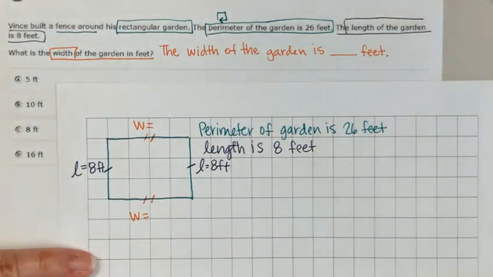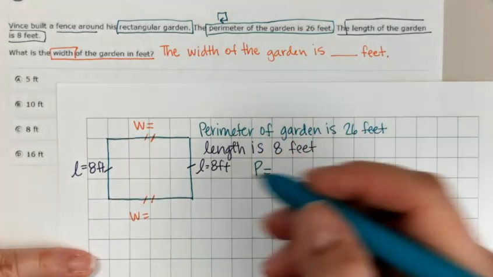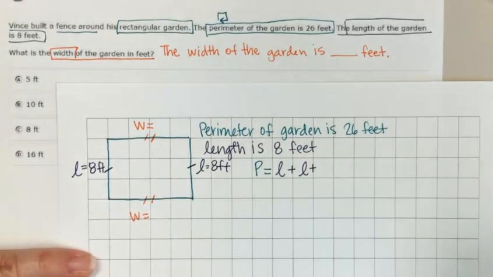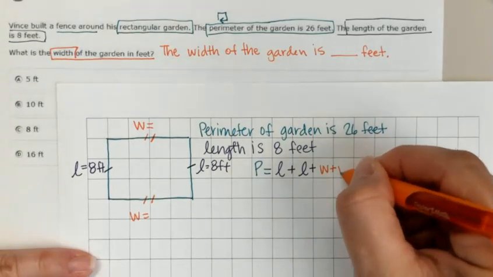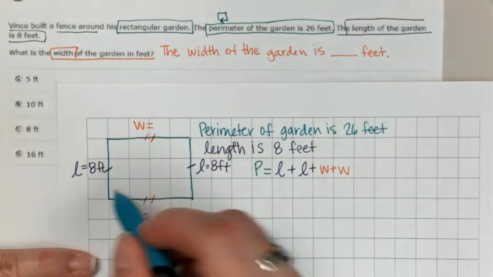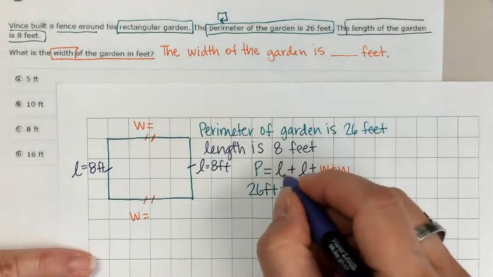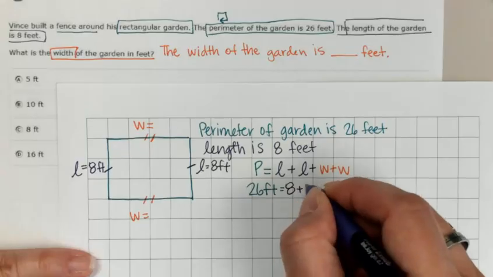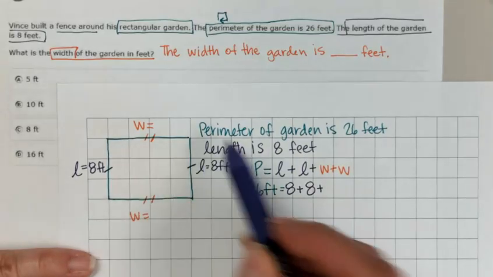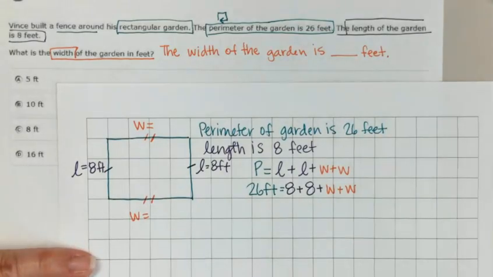So to solve for perimeter of any shape, you're going to add up the sides. So for perimeter of a rectangle, it is the length plus the width plus the length and the width. Let's plug in what we know. We know the perimeter, or the distance all the way around, is 26 feet. We know that the length is 8 feet. So every place I have an L, I'm going to plug in 8, because it's this side plus this side plus this side plus this side for my perimeter. Well, I don't know my width. That's what we're solving for, right?